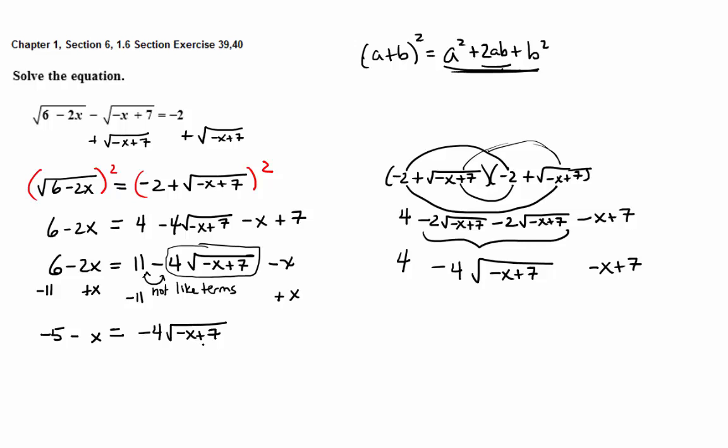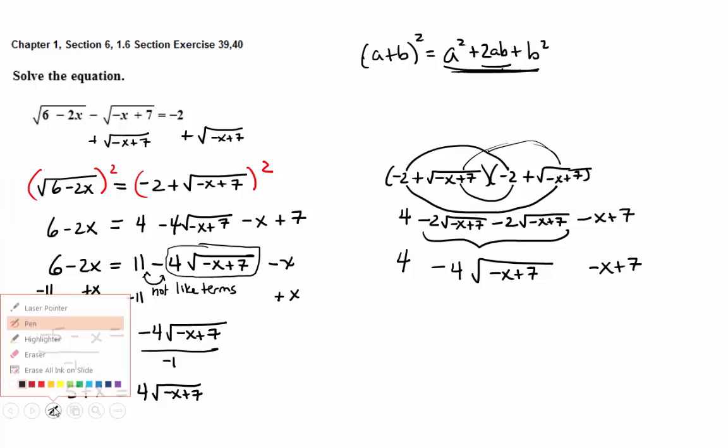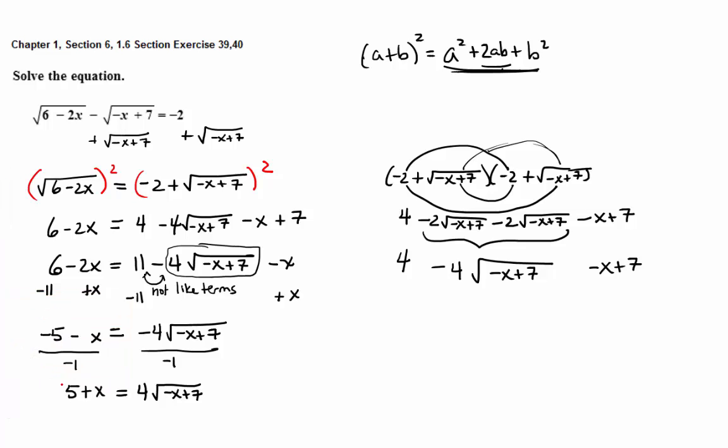However, since our next step is going to be to square both sides, and that can get confusing with all these negatives, I probably would divide both sides by negative 1 just to make it a little less confusing for myself. You don't have to, but that would give us 5 plus x equals positive 4 square root negative x plus 7. Now we square both sides again to get rid of the second radical.